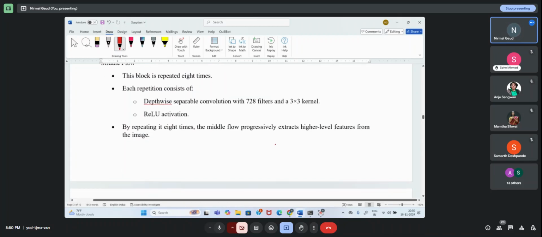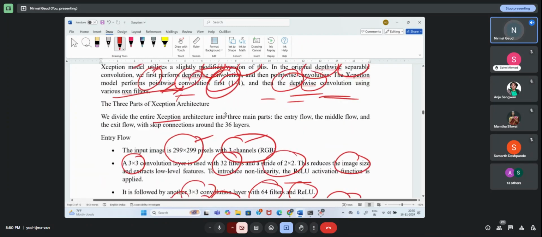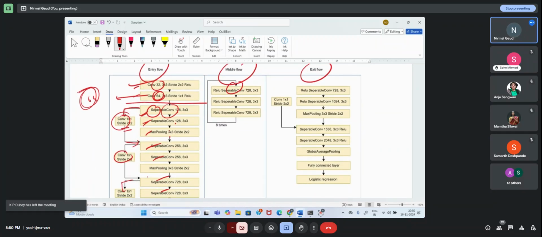After that, there is a middle flow. One more block we have. This block is repeated 8 times. Each repetition consists of depthwise separable convolution with 728 filters and 3. Again, this whole game is about CNN. I have three separable convolutions, which are repeated 8 times. So one time this block, these three all one time, then again, then again, 6, 7, 8 times. This is the middle flow.